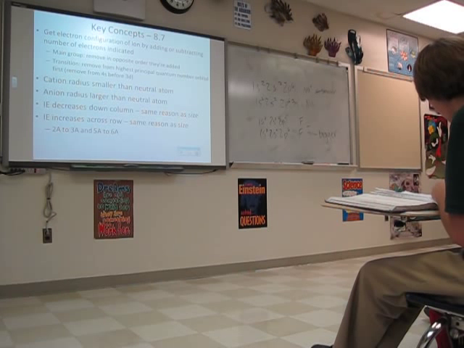When you say across the row, you mean left to right? Can you repeat that again? Why is it the same?